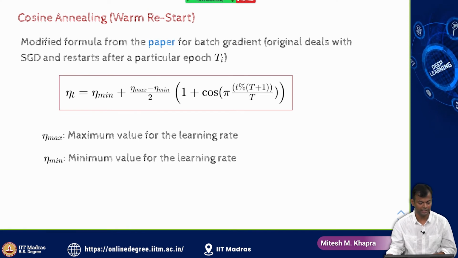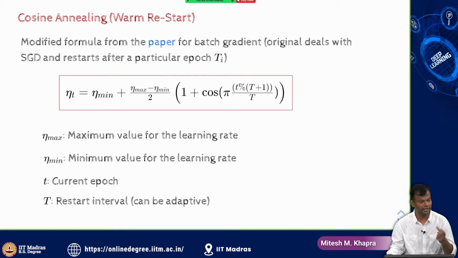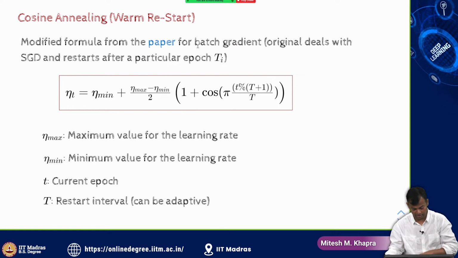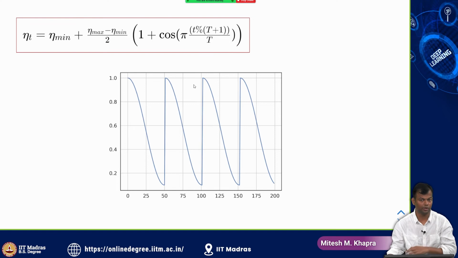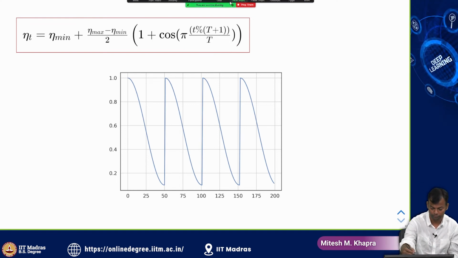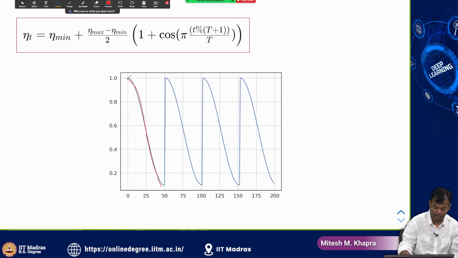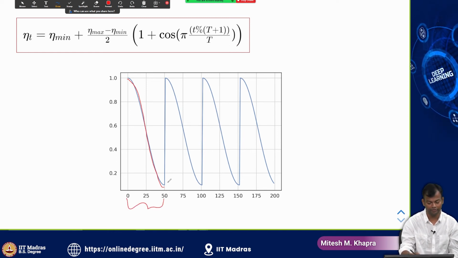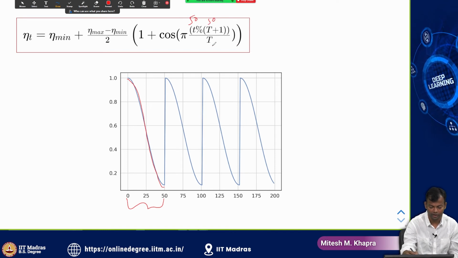So eta max is the maximum value for the learning rate, eta min is the minimum value, t is the current epoch, and capital T is the restart interval, which is till what time you decrease and then again restart, right? So that's what capital T is. And so let's see what happens. So this is what it looks like, right? So you start with a high value and then it keeps decreasing. And when it reaches this interval here, which is 50, you can substitute 50 here and here.